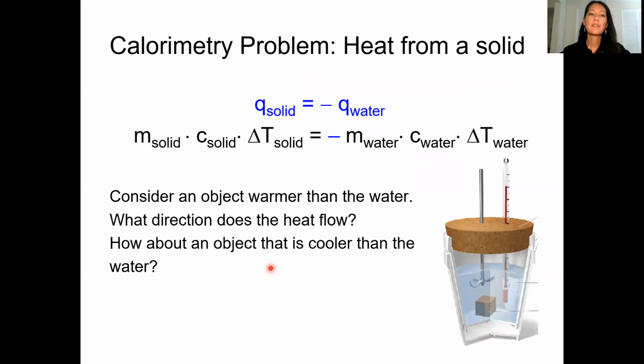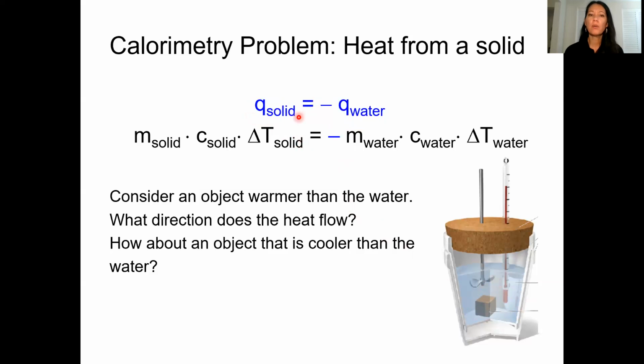So let's just do a classic calorimetry problem. This is going to be heat from a solid. In this example, I'll have a hot solid dropped into the water, and the heat from the solid is going to be released to the water. And we can measure that. So again, the first law of thermodynamics says that the heat from the system, in our case the solid, is equal and opposite in sign to the heat of the water. Q of the solid equals minus Q of the water.